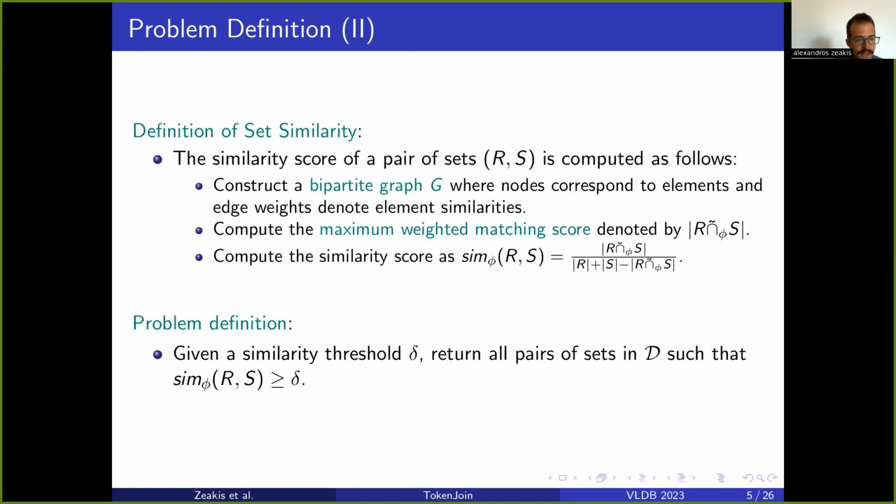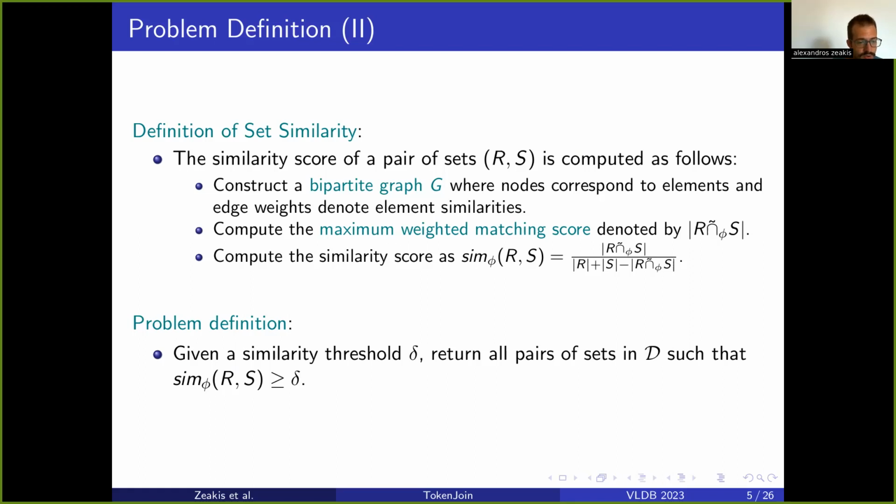Let us now define a new set similarity function that takes into consideration all element similarities computed by phi. First of all, we construct a bipartite graph with R and S as partitions, where the nodes are the elements and the edges are weighted by the corresponding element similarities. We compute the maximum weighted bipartite matching score, which is then normalized by the size of the sets to produce the final set similarity score.